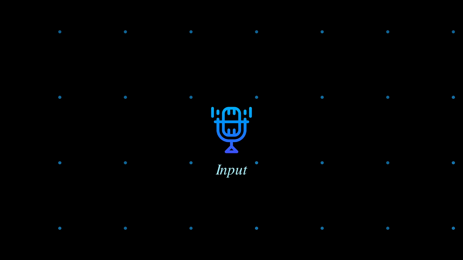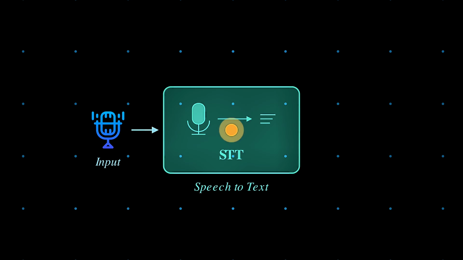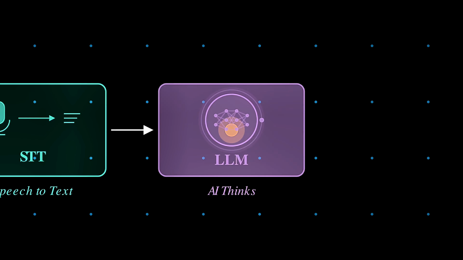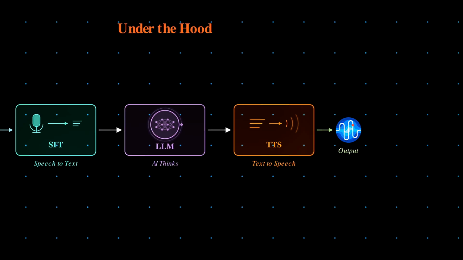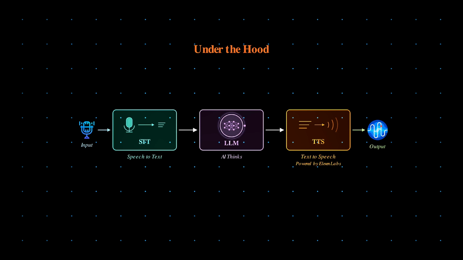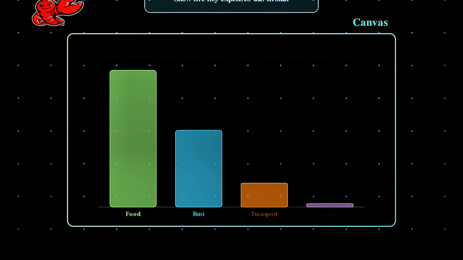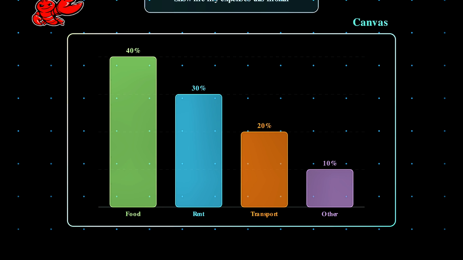Under the hood, your voice goes through speech to text, gets processed by the LLM, and comes back as natural-sounding speech via 11 Labs, with a system fallback so it always works. But sometimes words alone aren't enough. You need to actually see the result. Say, "Show me my expenses this month." And OpenClaw doesn't just describe the answer. It builds a chart to show you.